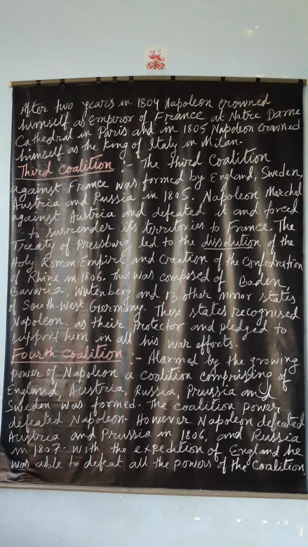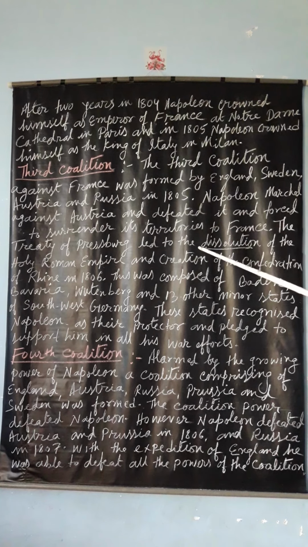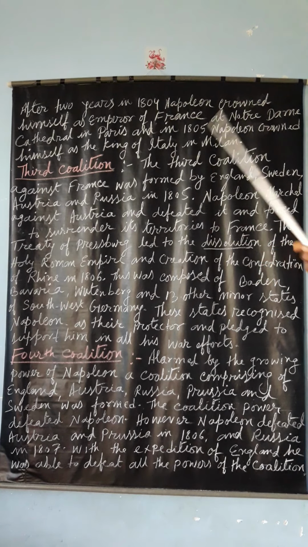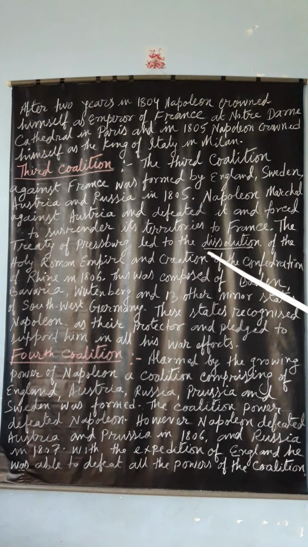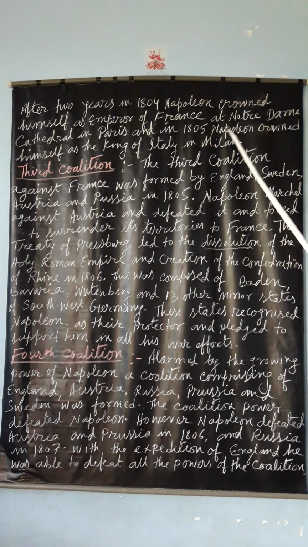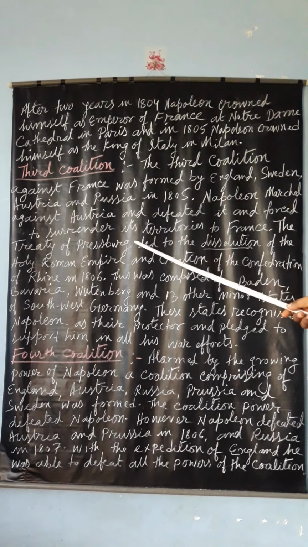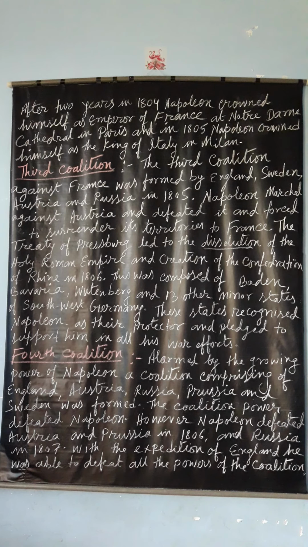So, the Treaty of Pressburg led to the dissolution of the Holy Roman Empire. What is dissolution? It is the action of formally ending a partnership. Earlier, France was the partner of the Holy Roman Empire because there was a treaty. Napoleon allowed the Christians to worship in France and made it the state religion. But now he stopped that, and whatever was given to the Roman Empire is now ended, and it created the Confederation of the Rhine in 1806.